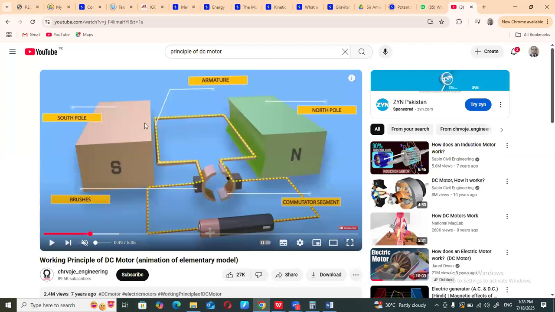So how many parts does a motor have? We have an armature, which is an iron piece. Then this is a power source. This is a permanent magnet, and there is a commutator segment. The commutator segment is this one, along with these, which are the brushes. This is what the whole system is.